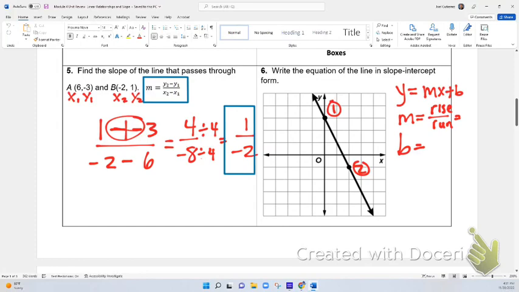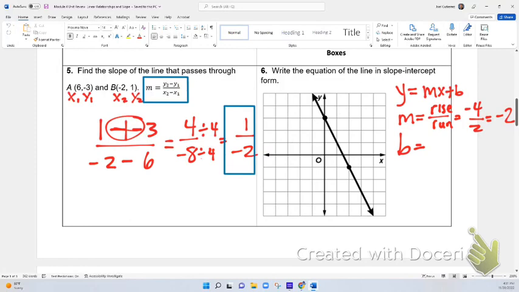We have to go from 1 to 2. We have to go down 1, 2, 3, 4. Go down 4. That is your rise. And then for your run, you have to move over 2 spots to the right, which is a positive. Negative 4 divided by 2 gives you a negative 2. So there's your slope. And then remember that to find your b, it's simply where the line crosses the y-axis.